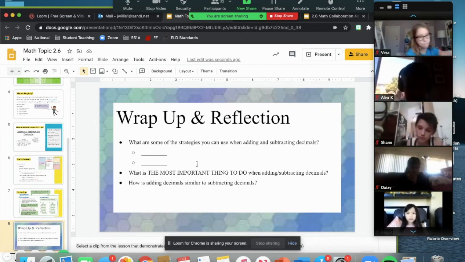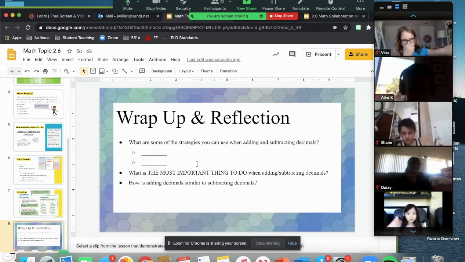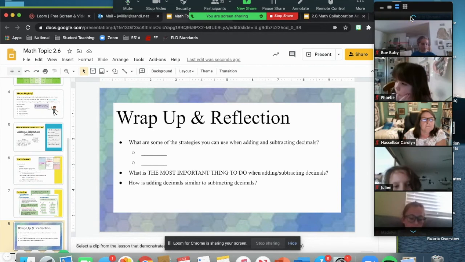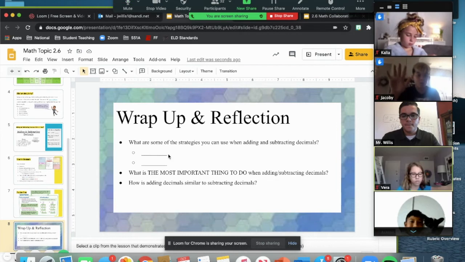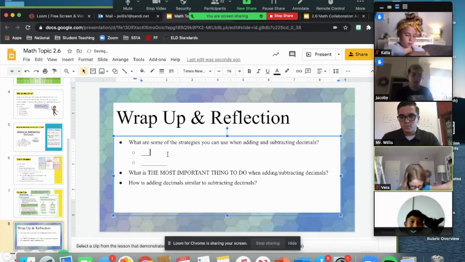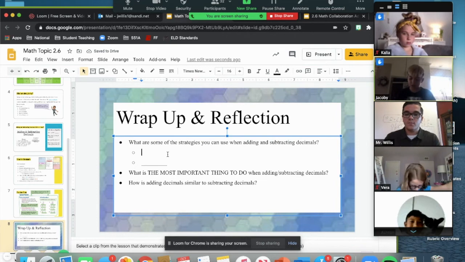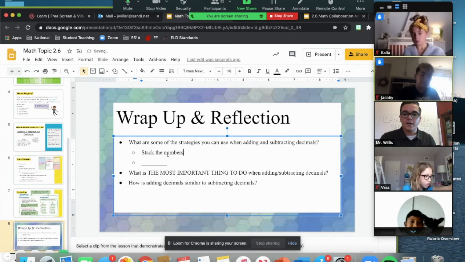Number 1 is a 2-parter. What are some of the strategies you can use when you're adding and subtracting decimals? What are some of the things that we've looked at? What are some of the models or the strategies that we have used? Jacoby, give me one. One of the models that we've been using is, so we stack the numbers. That's one way of doing it. Are you going to give me another one, or are you expanding on stacking the numbers? I only wanted one.